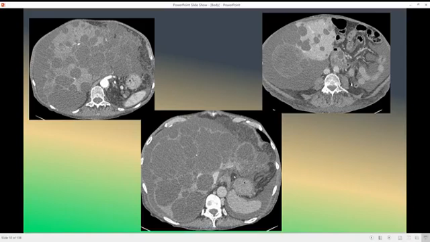This patient has multiple hepatic cysts, and it is consistent with polycystic liver disease. Sorry, this is a case of polycystic hepatic disease. The patient has also ascites.